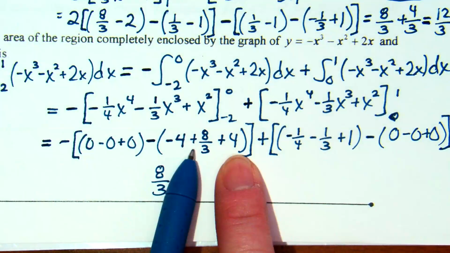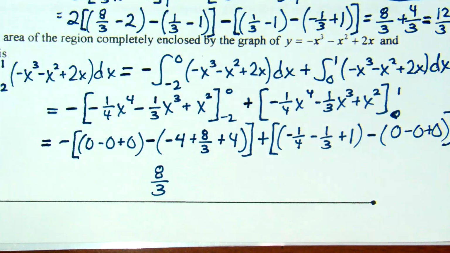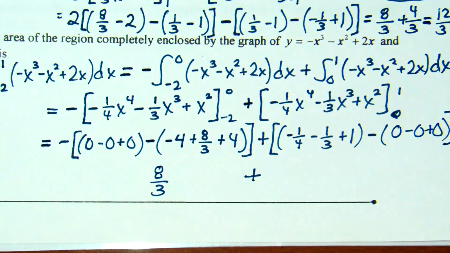Negative 1/4 minus 1/3 plus 1. Let's talk twelfths. So negative 3/12 minus 4/12 plus 1, so plus 12/12. What did you say? Okay. Let's go back to the beginning. Negative 1/4 minus 1/3. Negative 3/12 minus 4/12.